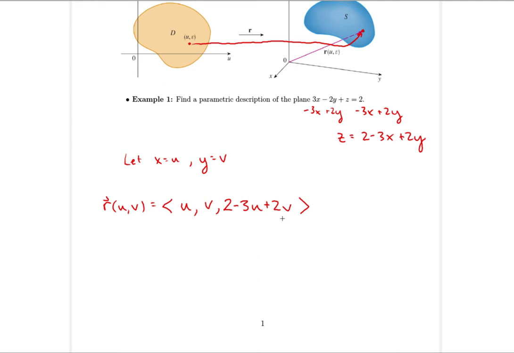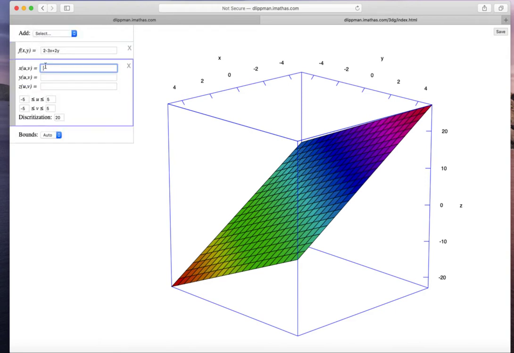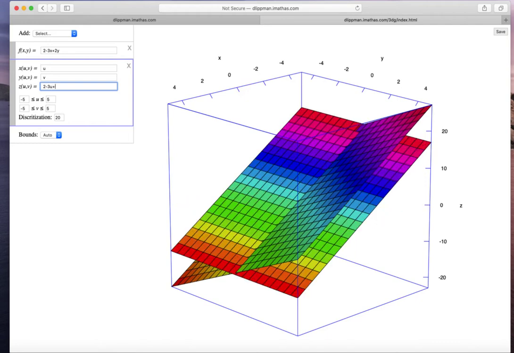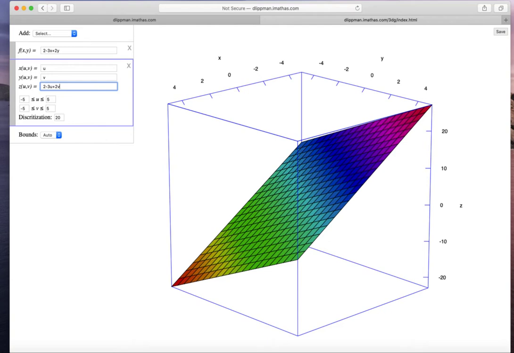But let's just double check that this makes sense. If I go into the grapher, I can also click this, surface, and you can see it's defined as a vector function of u and v. So I'm just going to type u in for the x, v in for the y, and then 2 minus 3u plus 2v. And of course, we better get the exact same plane. And of course we do.